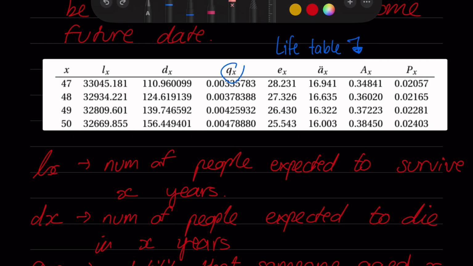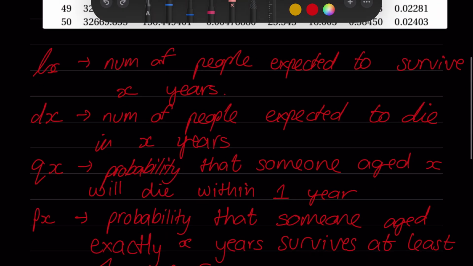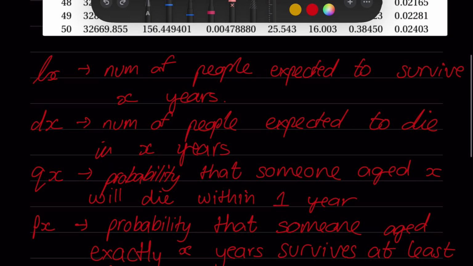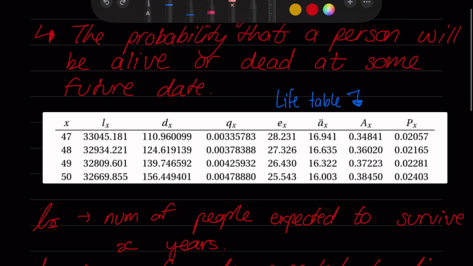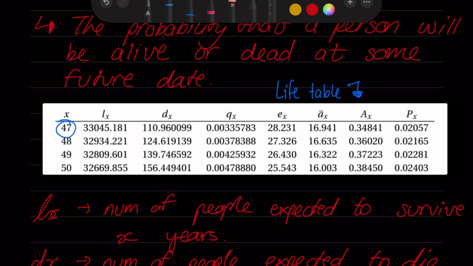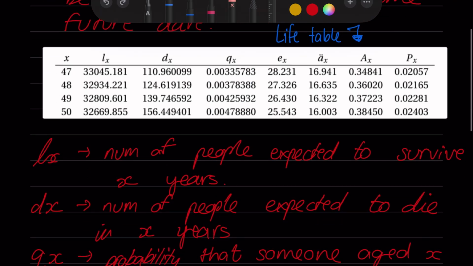Next column, we've got qx. qx is the probability that someone aged x will die within 1 year. So someone aged 47 will die before their 48th birthday. That's the probability. You can see that the first two columns weren't probabilities, these were just numbers, but now qx is a probability also. We won't get into those now.